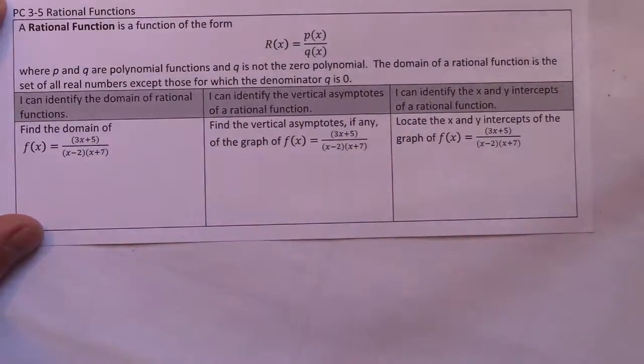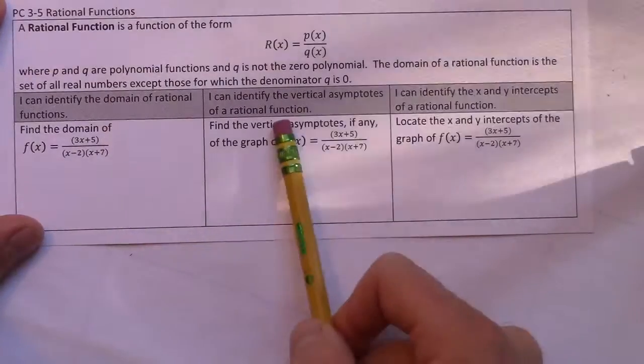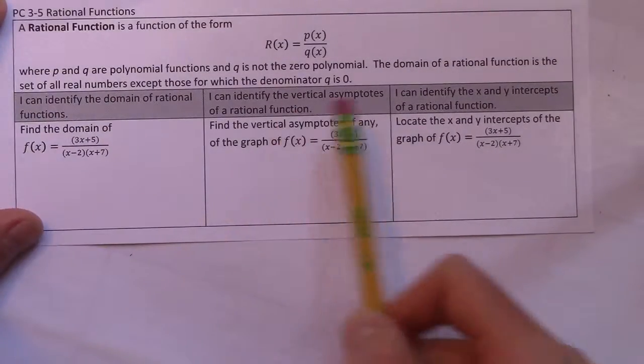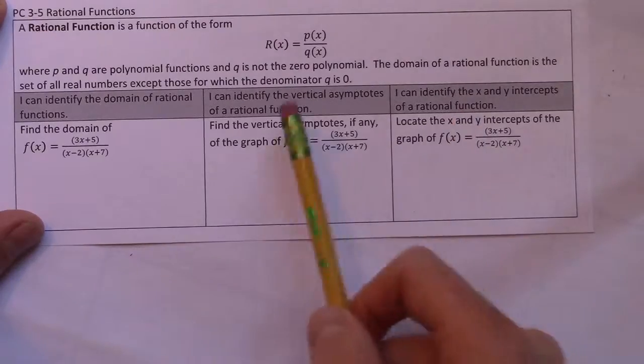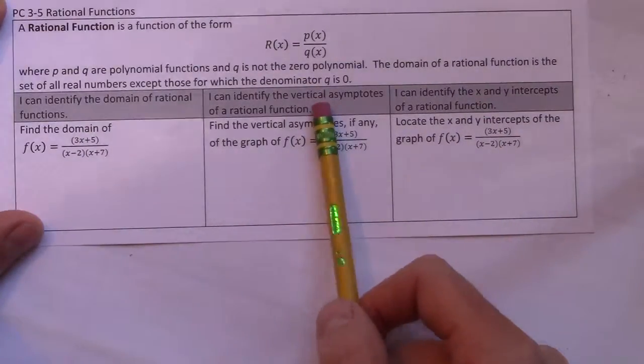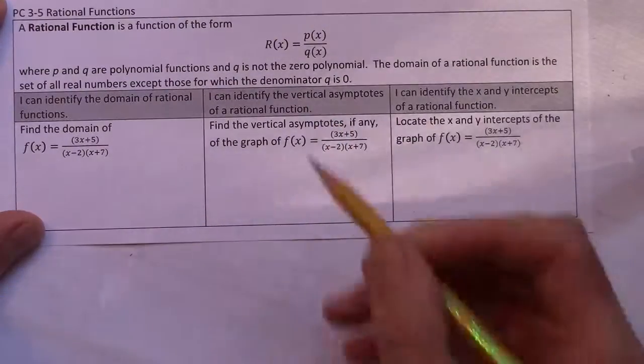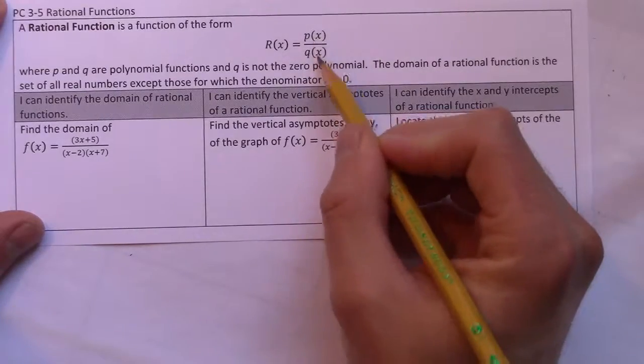So you're responsible for 3 things in the beginning. Identifying the domain, identifying vertical asymptotes of a rational function, and looking for the x and y intercepts. That's like the basics to start off. And eventually we'll look at not just vertical asymptotes, but horizontal asymptotes. And we'll also look at oblique asymptotes.